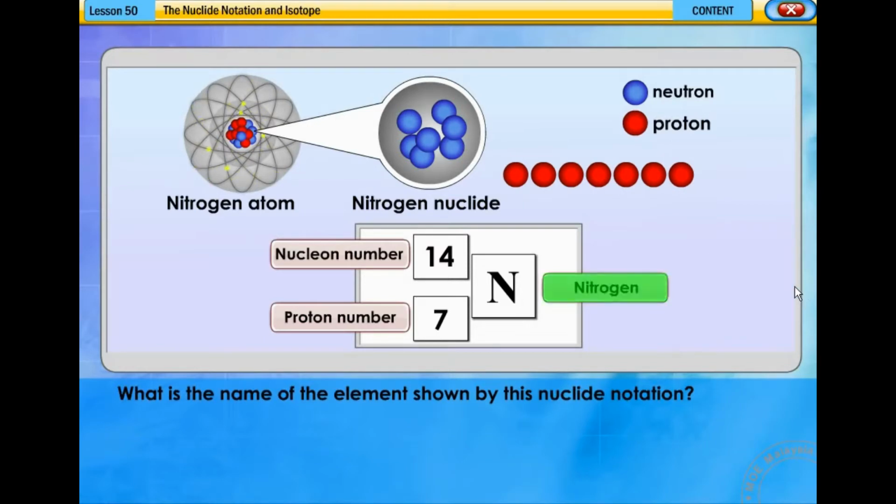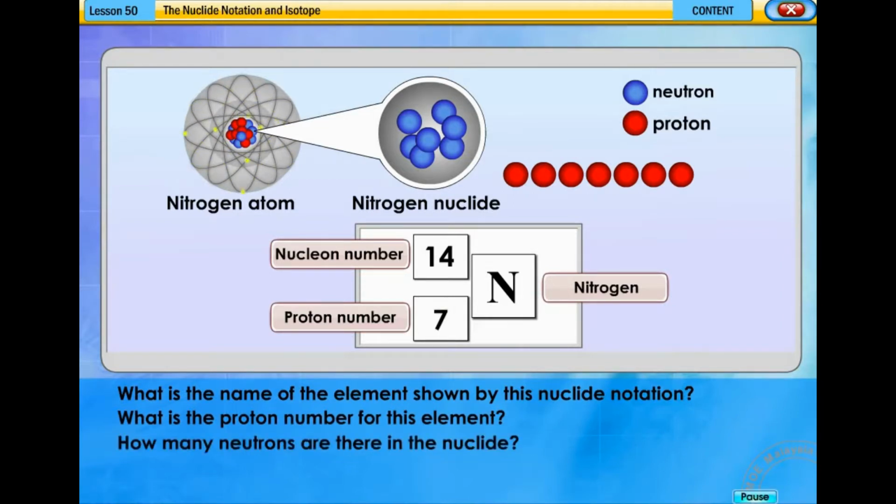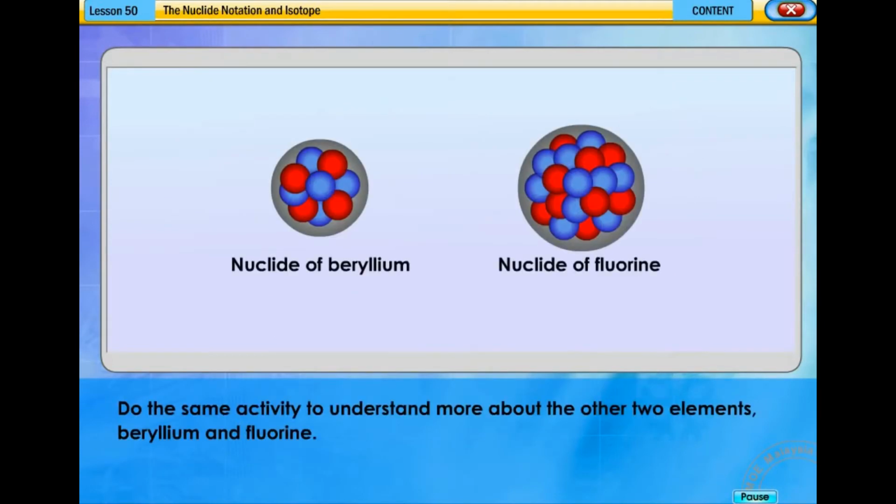What is the name of the element shown by this Nuclide notation? What is the proton number for this element? How many neutrons are there in the nuclide? What is the nucleon number for this element? Do the same activity to understand more about the other two elements, beryllium and fluorine.